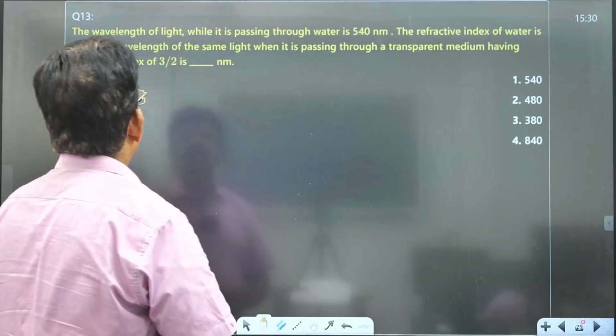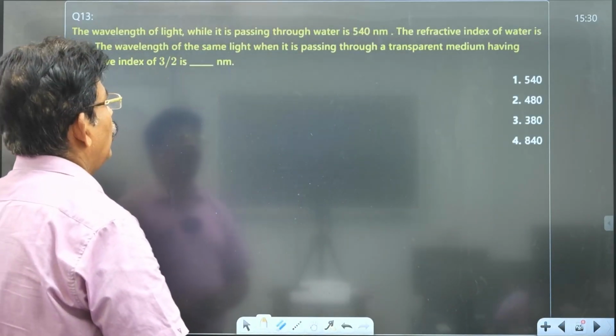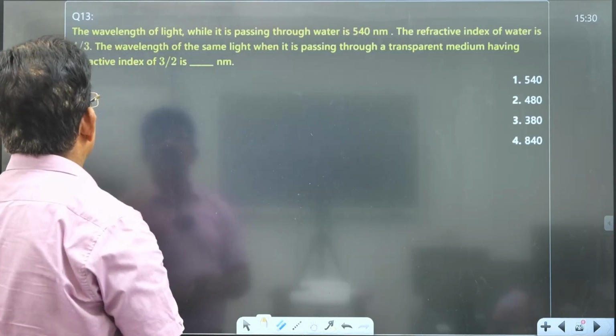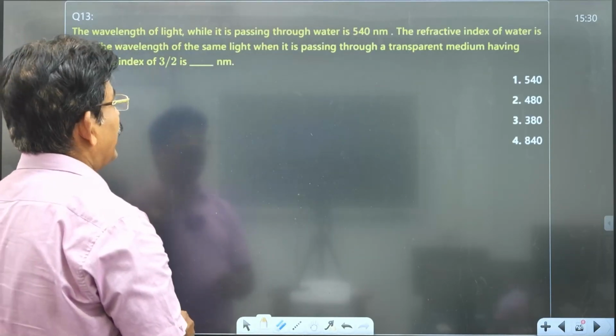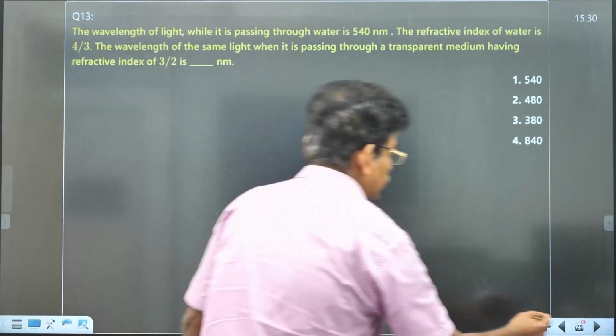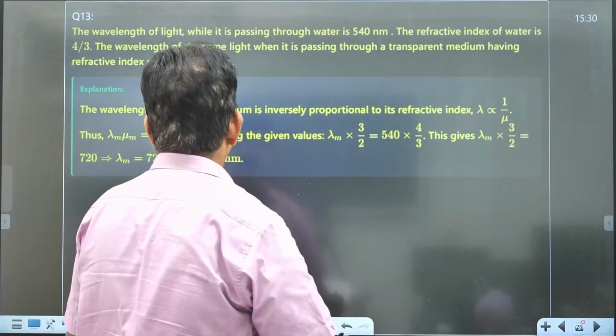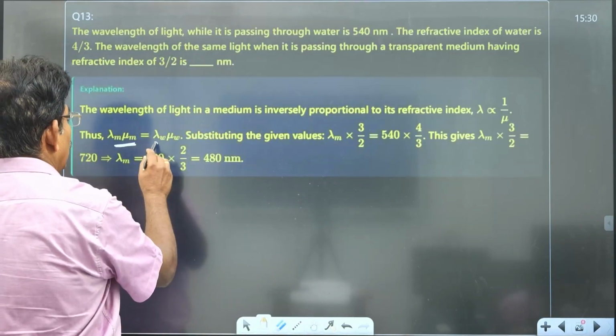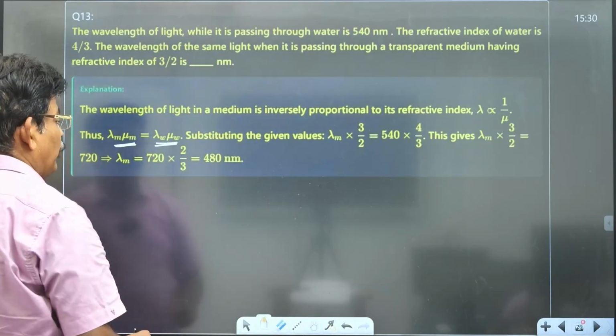Now come on, the wavelength of light passing through water is 540 nanometer. Refractive index of water is 4/3. Wavelength of the same light when passing through another medium, again, I'll give an easy explanation. Let us go to the explanation part. Yes, it is very simple. Wavelength in a medium into mu m is equal to wavelength in water into mu w.